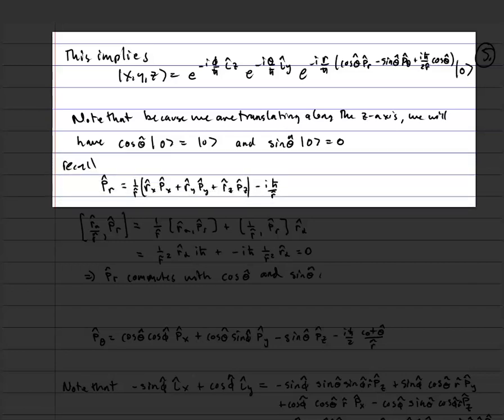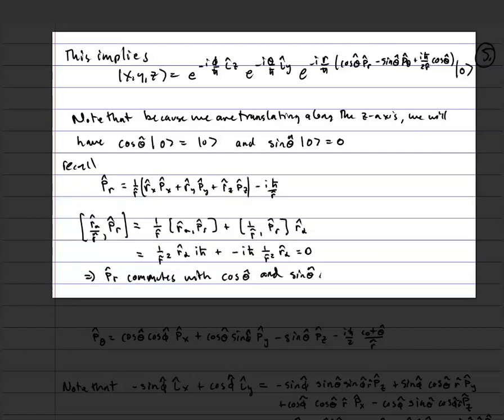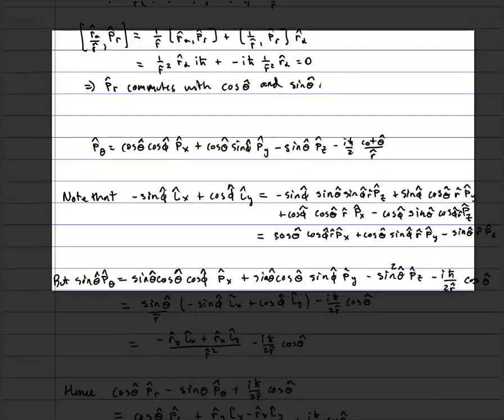Again, we want to remember that Pr is given in terms of Cartesians in this fashion, and the commutator of R alpha over r hat with Pr can be worked out. It's equal to 0 because, again, that just involves angles. And that means that the Pr commutes with cosine theta hat and sine theta hat, as, again, we sort of intimated it does earlier in the lecture.